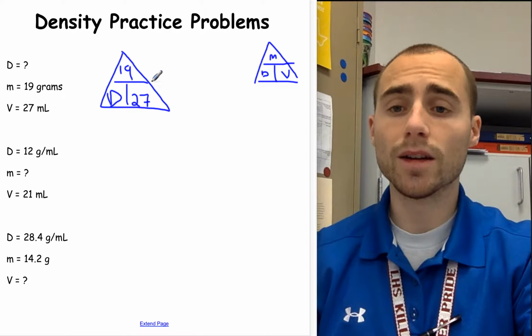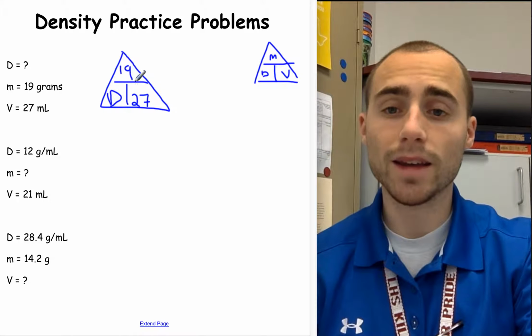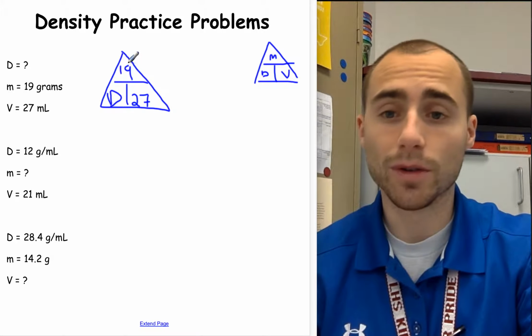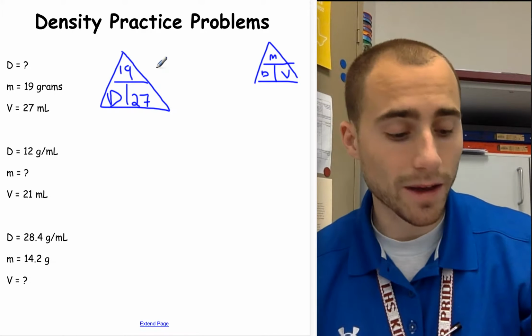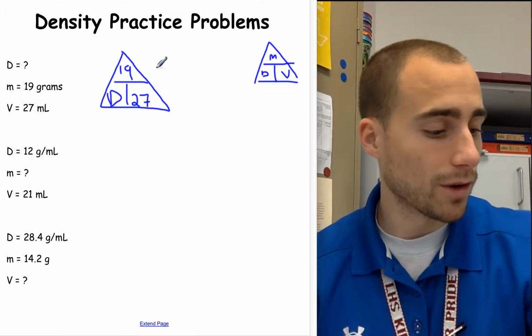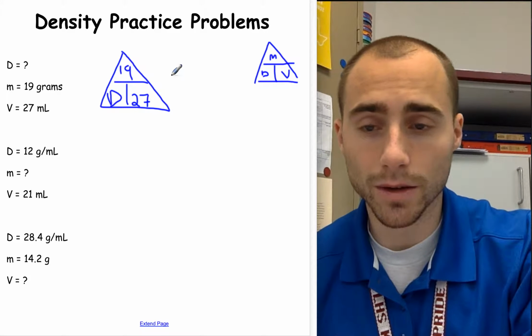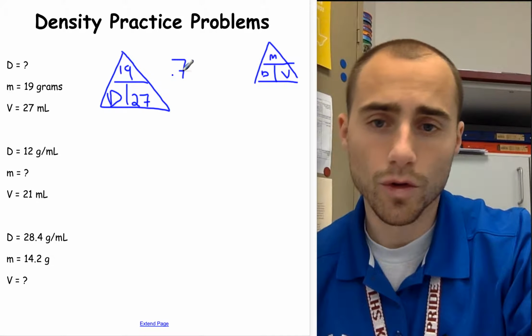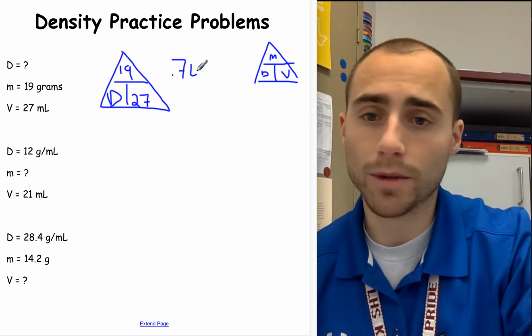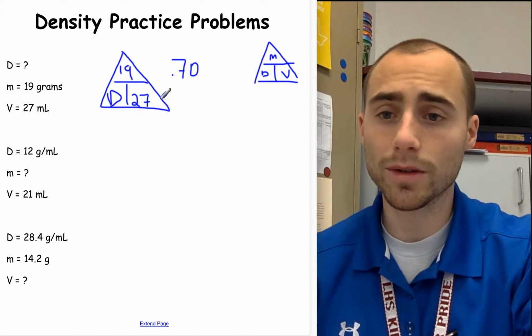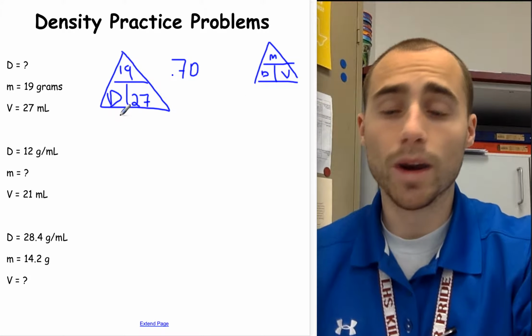Now what you see here is, to solve for density, 19 is over 27. That means it's like a fraction. You have to do 19 divided by 27. So I take out my handy dandy calculator, do 19 divided by 27, and I end up with an answer of 0.70. So my answer would be 0.70. And all I did was 19 divided by 27, got that by plugging my 19 in where mass goes and my 27 in where volume goes.